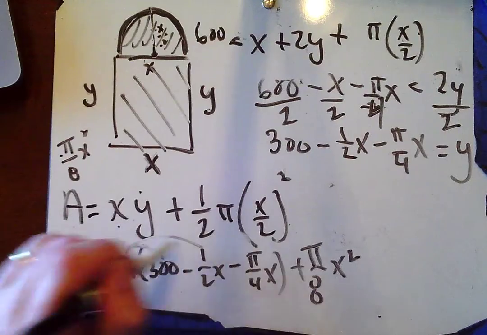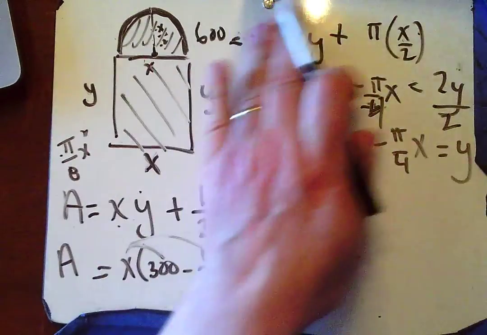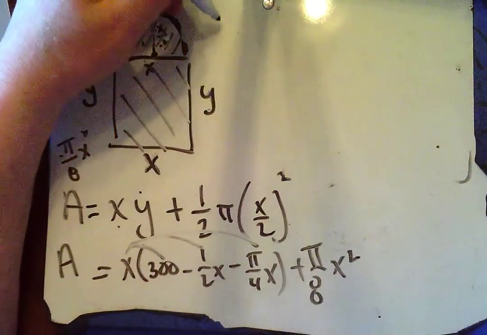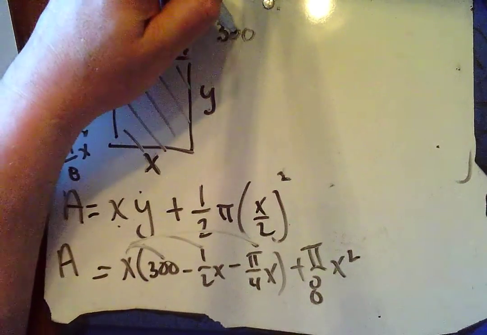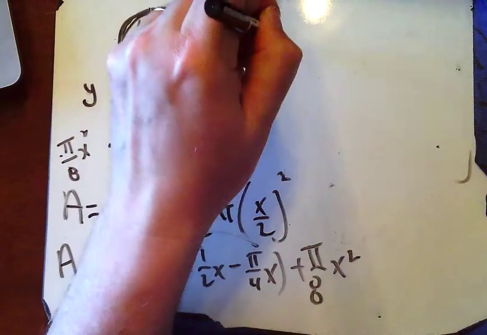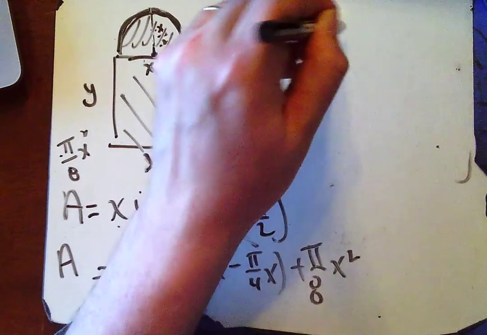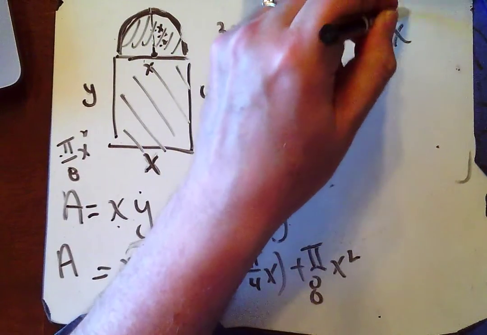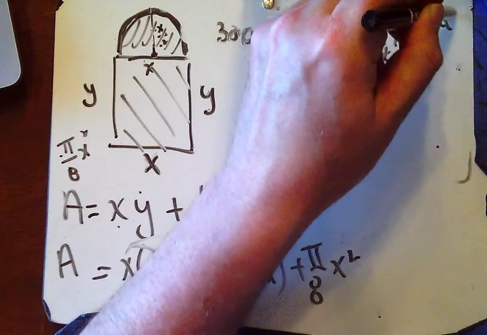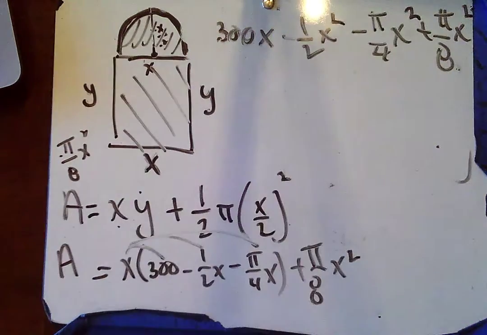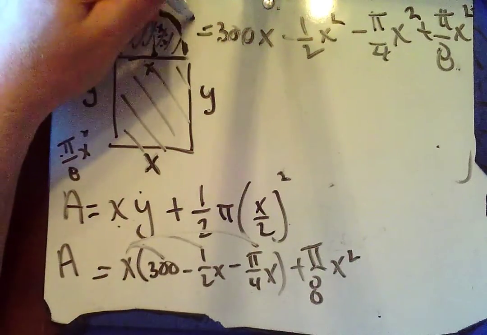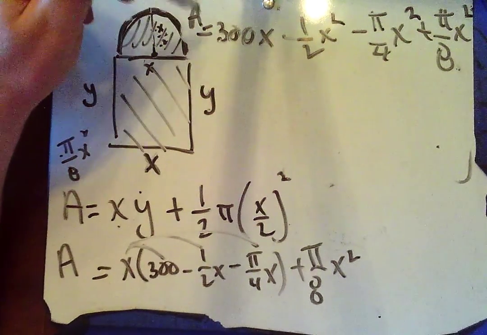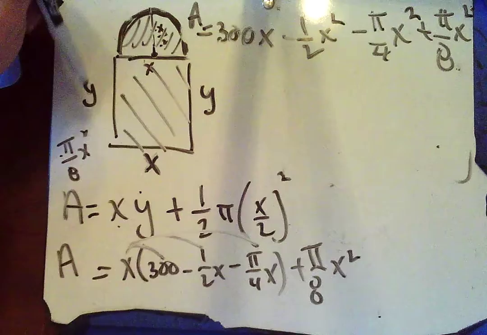So I'm going to distribute this x and see if I can combine some like terms before I take the derivative. So now I've got 300x minus 1/2 x squared minus pi over 4x squared plus pi over 8x squared. That's my area. Still haven't taken derivatives, still haven't done any calculus, just doing some pre-cal, some trig, no, not trig, some geometry.